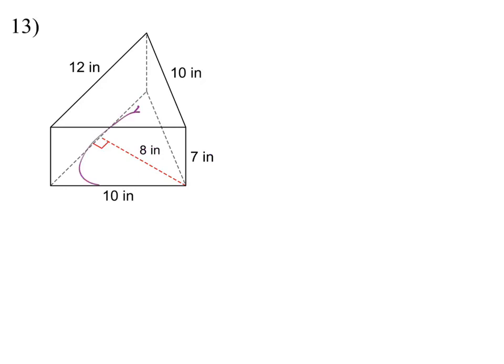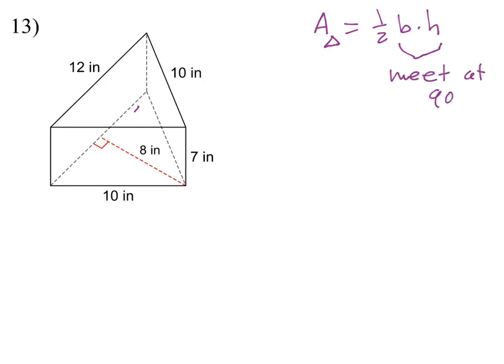To get the area of a triangle, that's base times height. Sorry, 1/2 of base times height. So area of a triangle is 1/2 of base times height. And the base and height of a triangle need to meet at 90 degrees. If they don't, then they're not the base and height.